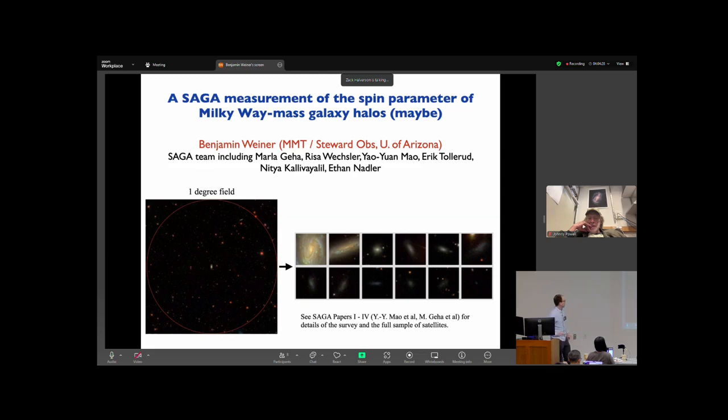There we go. All right, so the more out there title is a measurement of the spin parameter of Milky Way mass galaxy halos, and you've probably never heard anyone say that because it's a little crazy. But that is what I'm going to talk about.